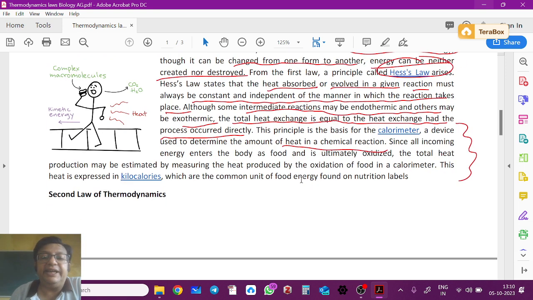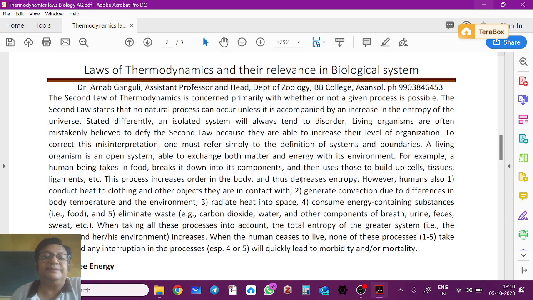Now we go to the second law of thermodynamics. This is concerned with whether or not a given process is possible. Will this particular process take place or not? Will this particular reaction take place or not? Will it take place or not?